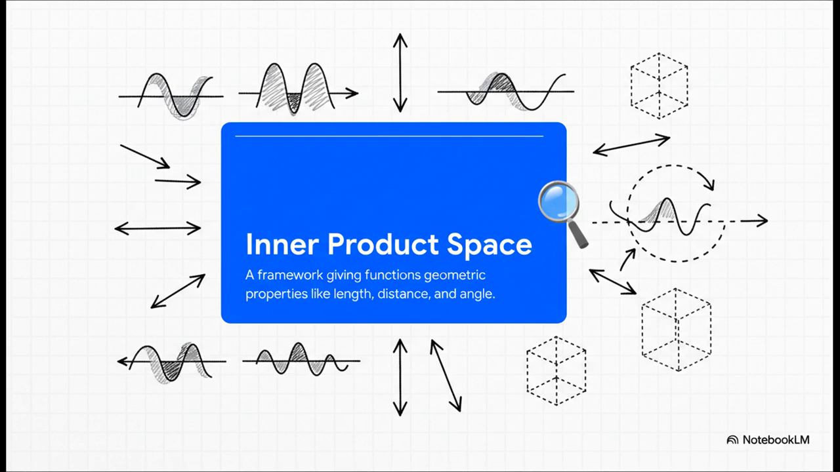To solve this puzzle, mathematicians came up with this incredible framework called an inner product space. This is the secret sauce. It's a set of rules that lets us treat functions as if they were vectors. And just like that, those fuzzy ideas of length, distance, and angle suddenly get a real, solid mathematical meaning in this new space. So, check this out.